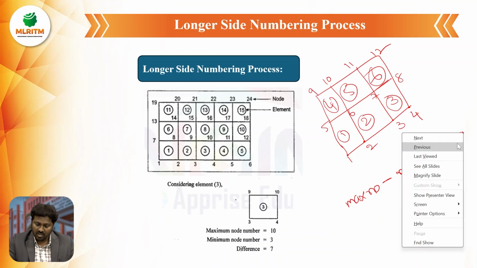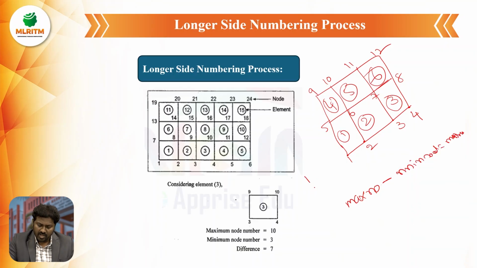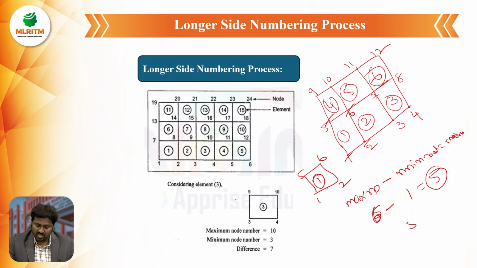For example, I'm taking element 1. Element 1 has nodes 1, 2, 5 and 6, where 1 and 2 are the lower numbering and 5 and 6 are the higher. The maximum node number is 6, and 6 minus 1 gives 5. So 5 is the difference of the maximum node. This is the example.